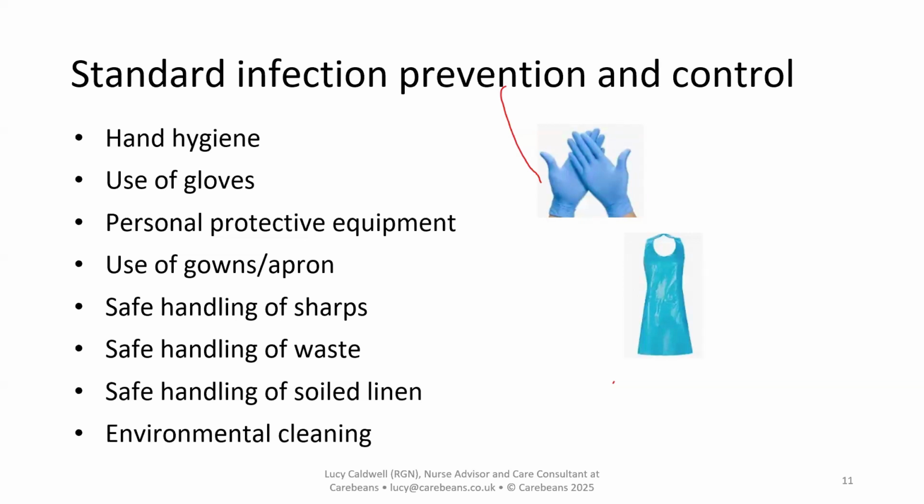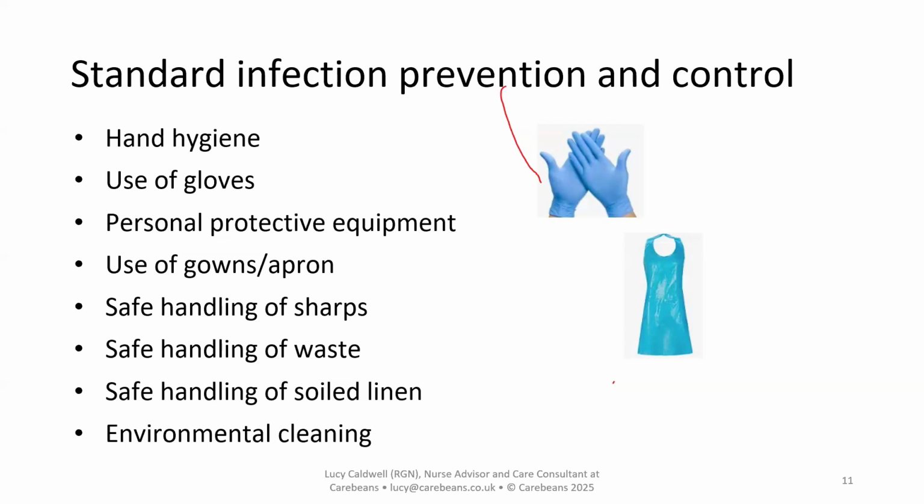So gowns and aprons. There should be a process in place to ensure that there's a safe handling of sharps, so needles, blood glucose monitoring, for example. There should be procedures in place to ensure the safe handling of waste and also of soiled linen. And there should be standard cleaning of the environment as good practice on a day-to-day basis. Because it's all about minimising contact with blood and body fluids by ensuring these safe work practices, providing barriers to infection spread and creating a safe working environment as well.